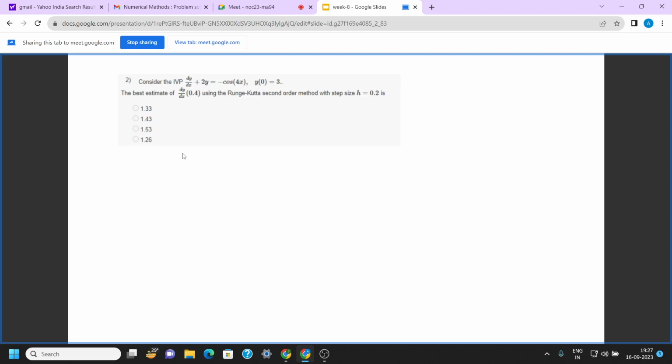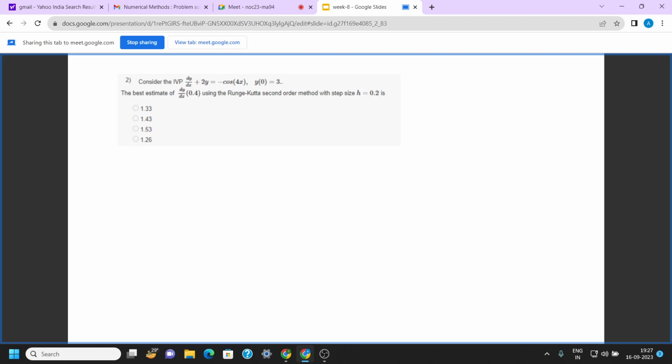Next, question number 2 was: consider the IVP dy by dx plus 2y is equal to minus cos of 4x, where y of 0 is 3. You will be asked for the best estimate of dy by dx at 0.4 using the Runge-Kutta second order method with step size h equal to 0.2. Here you have been asked the best estimate of dy by dx at 0.4, which means you are asked the value of y at 0.4. They mean the same.